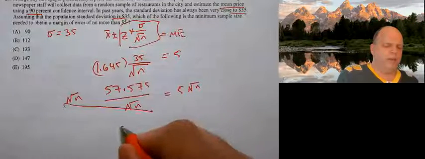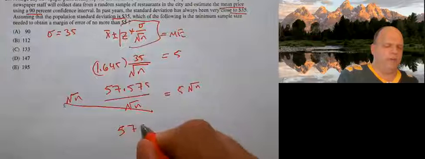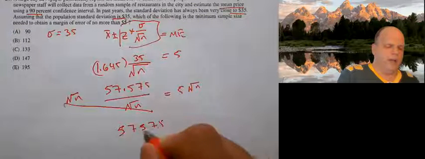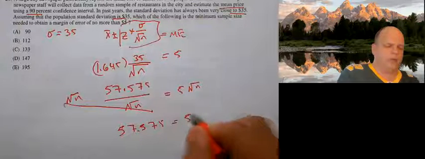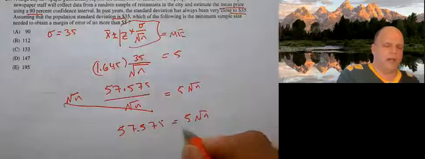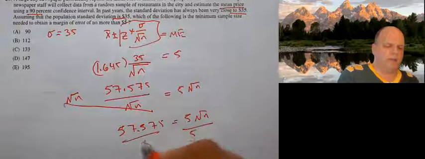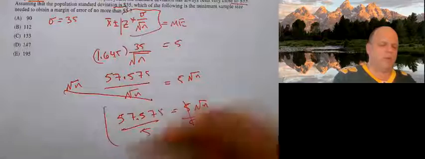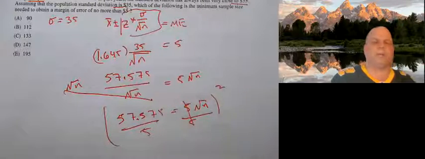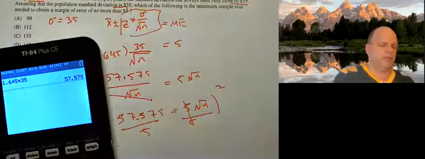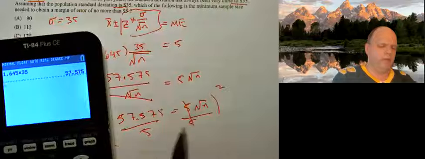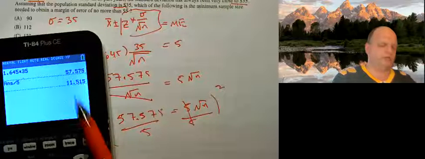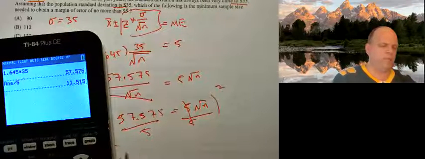So now I have 57.575 equals 5 square roots of n. Divide both sides by 5. And I want to get rid of the square root, so I'm going to raise everything to the second power. So here we go, 57.575 divided by 5, press enter. Then I'm going to square it.